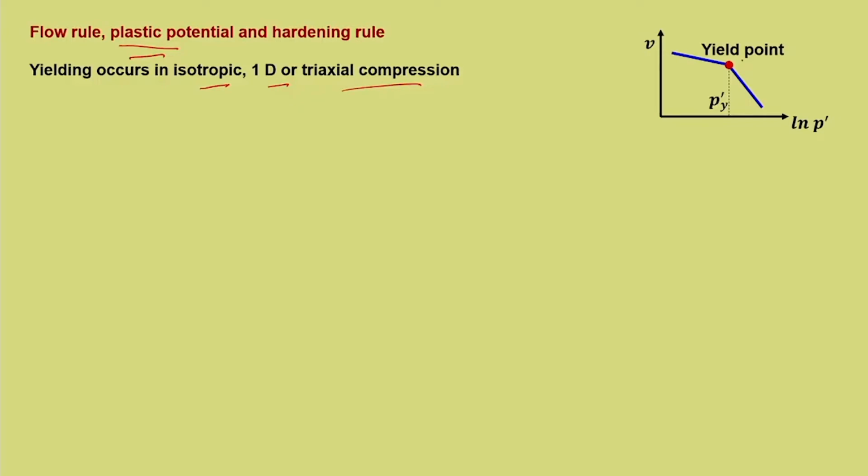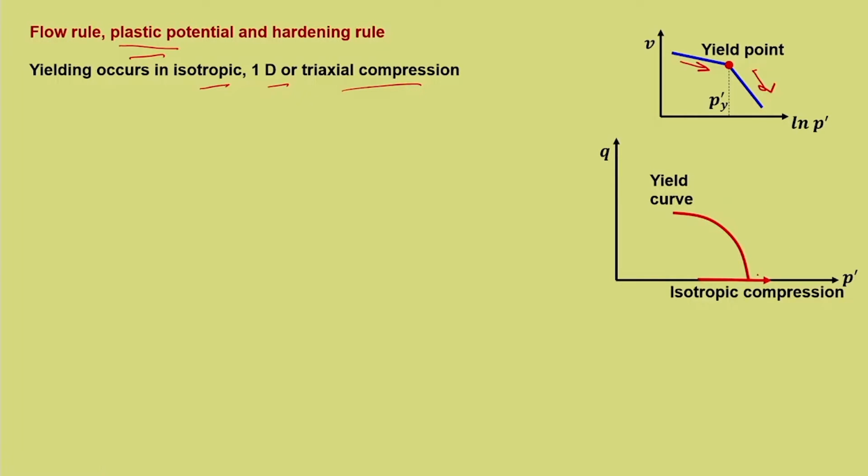Now, this is a general representation of the yield point. This is V versus ln p dash. This is the point at which it yields and there is a substantial change in V. This aspect we have already seen. Now, in the case of q-p dash, the yield curve, you can see this is the way in which the isotropic compression yielding happens. So, this is the point. The one dimensional compression also can yield, and a triaxial compression in q-p dash, that is shearing, can also yield.